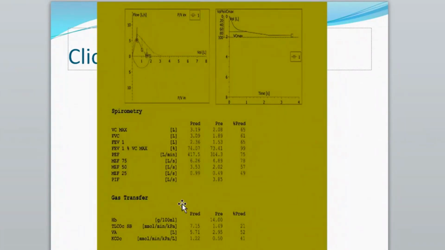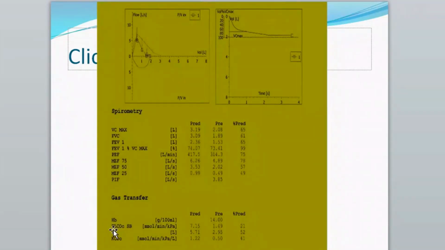Does that mean it's restrictive? Good, yeah. So he's got lower dynamic volumes, and you can see on his loop that it definitely doesn't go all the way out, so it is reduced, and his ratio is preserved. So he's got a restrictive spirometry, and this is the gas transfer.